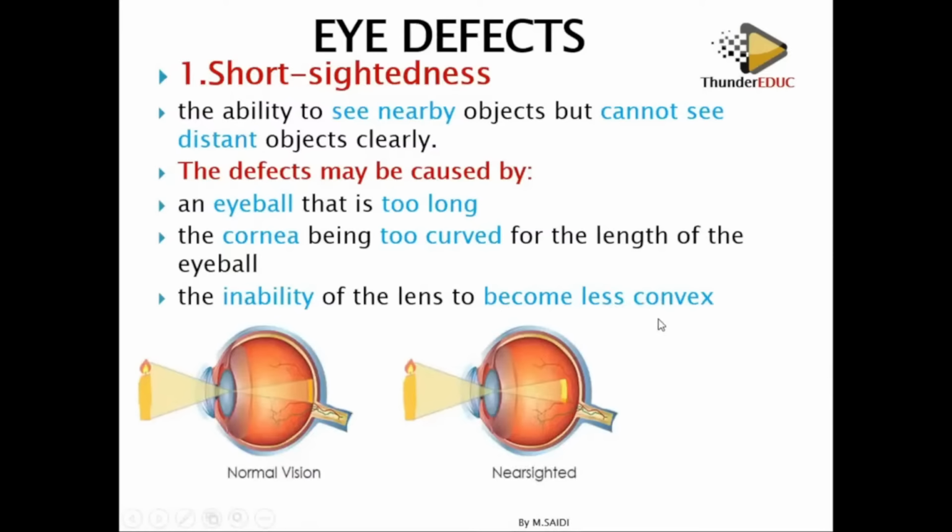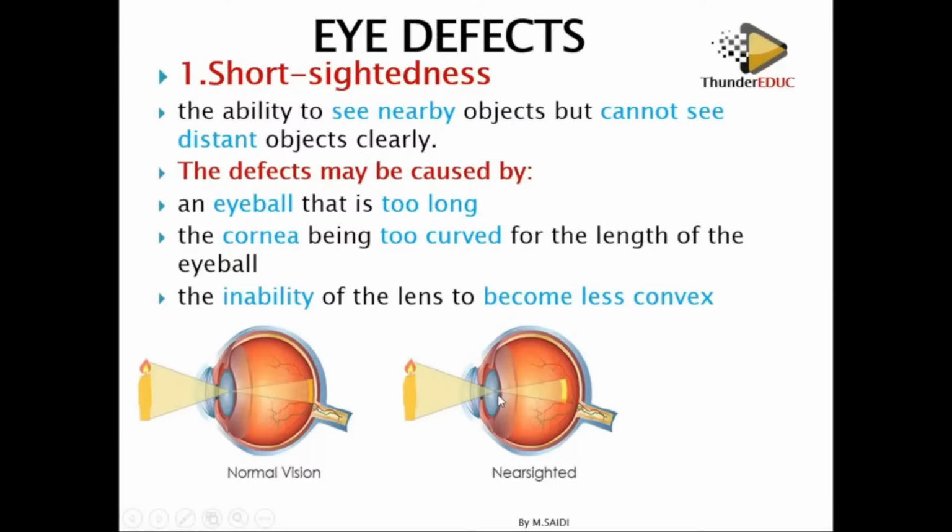So if it becomes less convex, then it means that the light will be bent more, and then it forms in front of the retina. In normal vision, the image is supposed to form here at the retina. But because, number one, the eyeball is too long, the image does not form on the retina. It can't move up to the distance of the eye to finish this distance. So it forms in between.